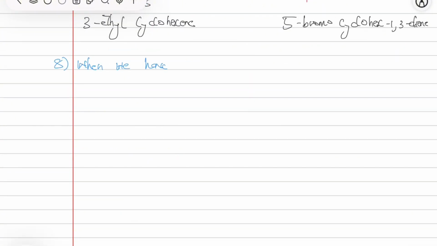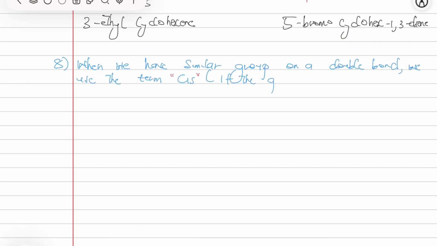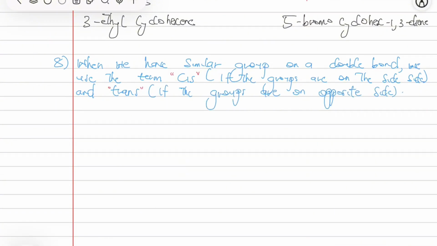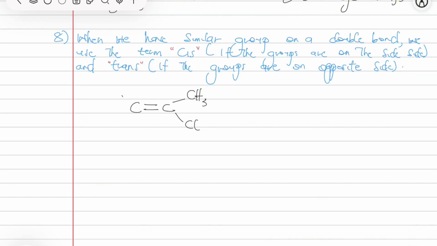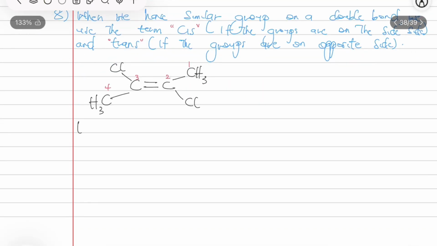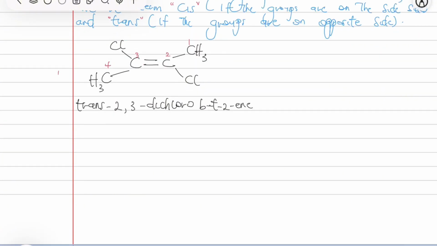When we have similar groups on a double bond, we use the term cis if the groups are on the same side, and trans if the groups are on opposite sides. Examples are illustrated in the compounds below. Compound K is named as trans-2,3-dichlorobutene. It is trans because the identical substituents, chlorine, are in opposite directions to each other.